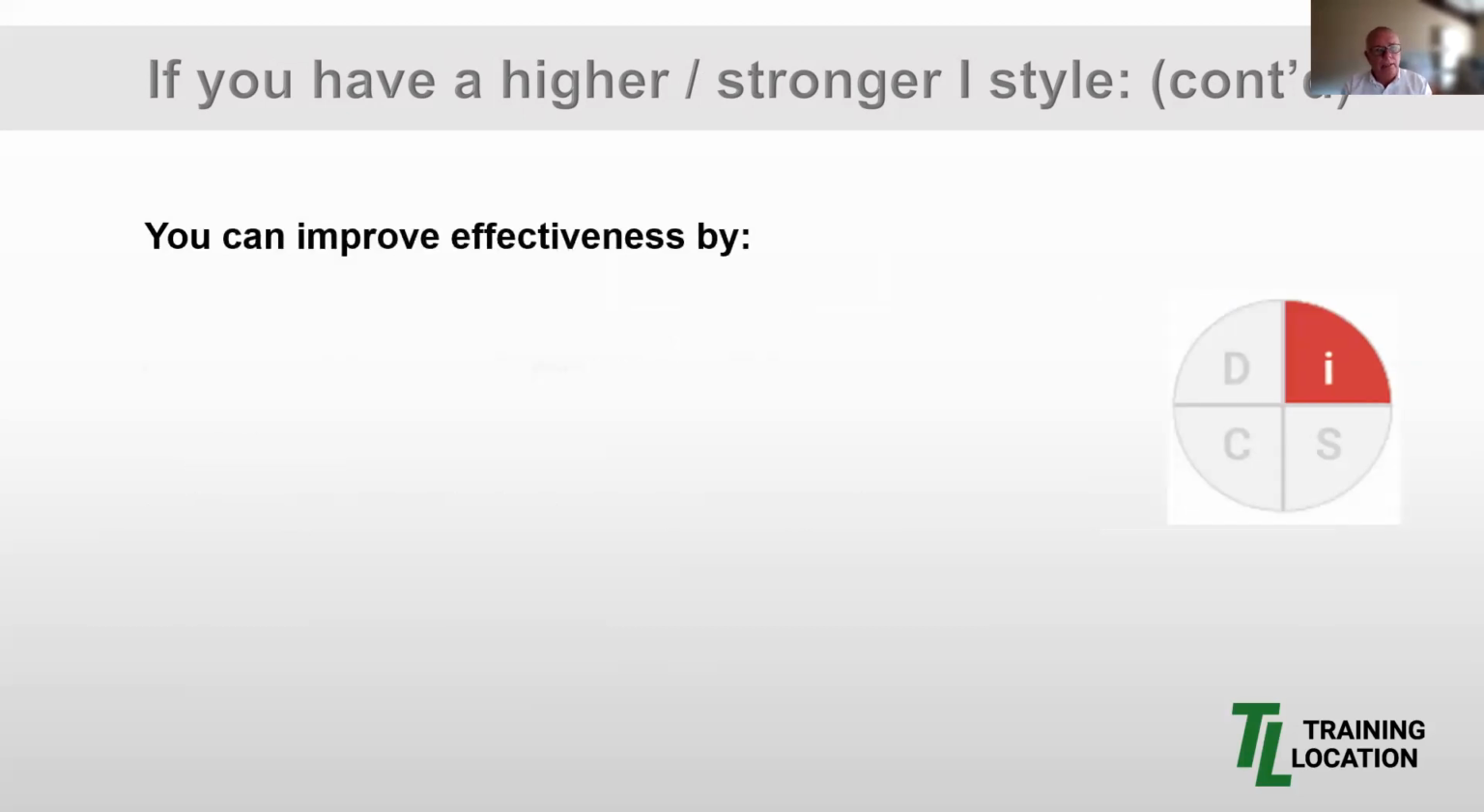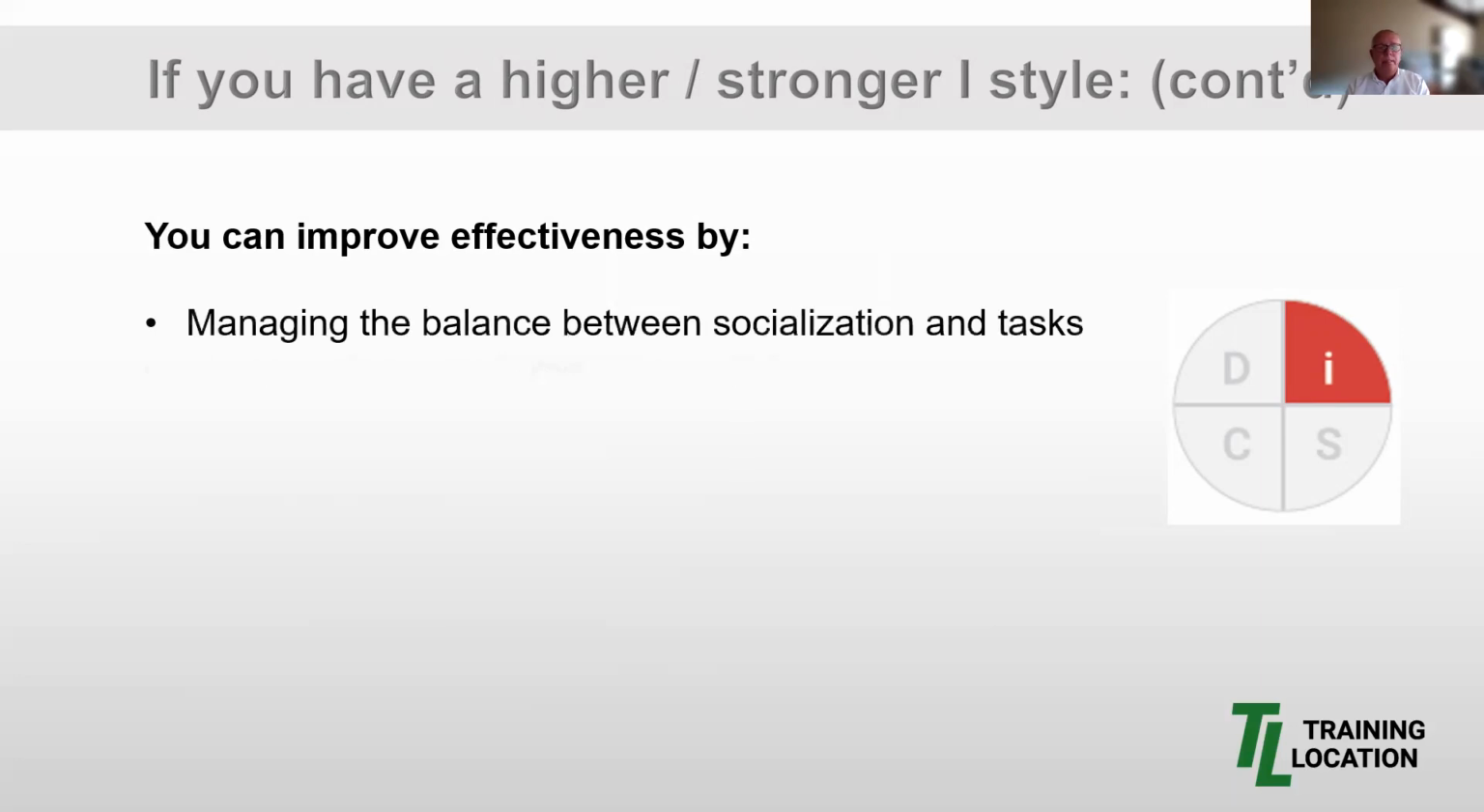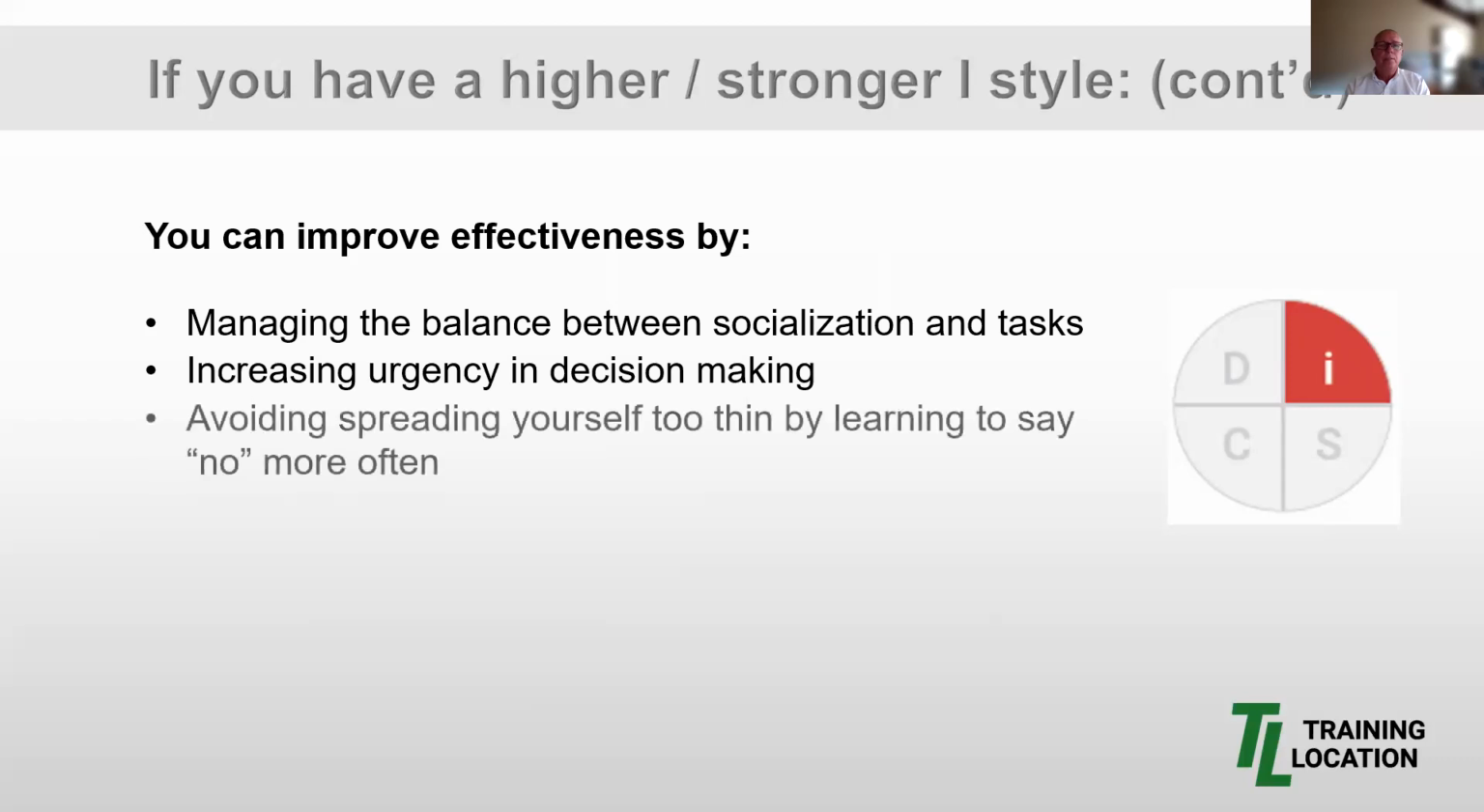Now, as a high I, you can improve your effectiveness by managing the balance between socialization and tasks, increasing urgency in your decision-making, and avoiding spreading yourself too thin by learning to say no a little more often.